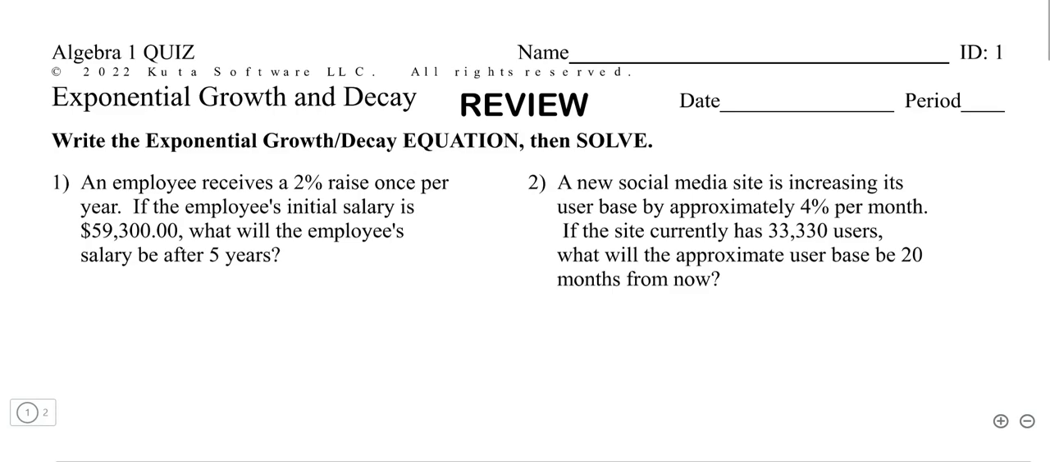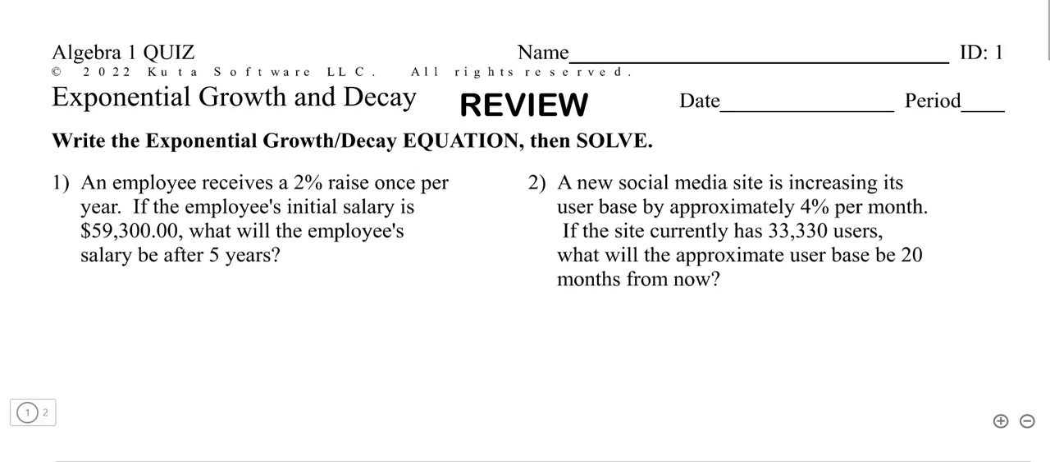All right, so here's our quiz review on exponential growth and decay. Remember that an exponential growth is when your initial amount is increasing by a certain percentage every period of time, whatever that period of time may be. And a decay is when your initial amount is decreasing by a certain percentage, whatever the period of time may be. So let's take a look at number one.